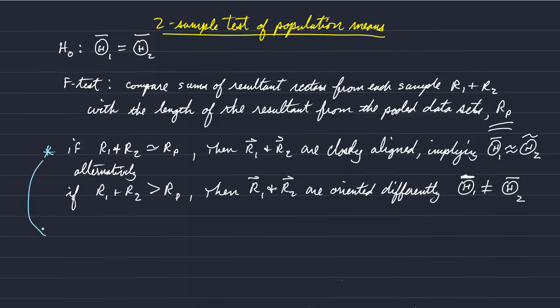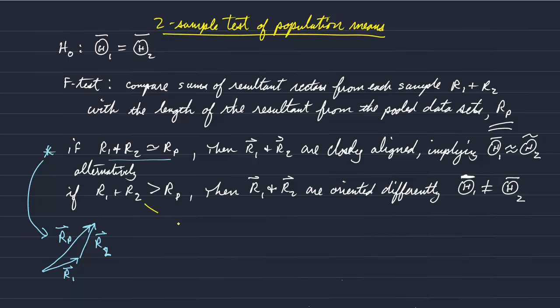So in this first situation, I'm going to sketch two resultant vectors that are nearly aligned in the same direction. And of course, the sum of those will give the orientation of the pooled vector. And so the sum of the lengths of the two separate vectors will approximately equal the length of the pooled vector in this case.